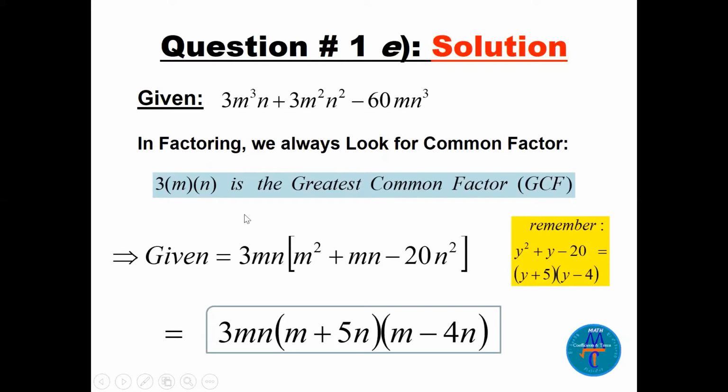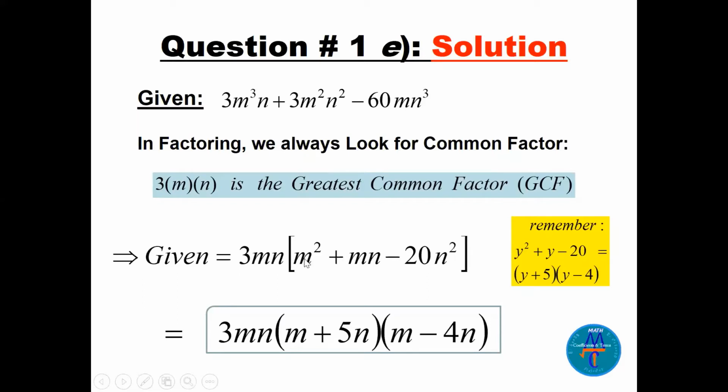You can take this one here. You see this? Divide by 3mn. You get m squared. Or you can only compare. If you take 3mn, what will be left here? It's m squared. If you take 3mn, what's left is mn plus mn. If you take 3mn, left is 20 with the minus n squared. Or you can divide 60 mn cubed over 3mn. Now it looks difficult, this one, but it's not difficult.